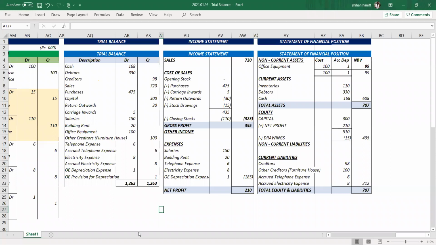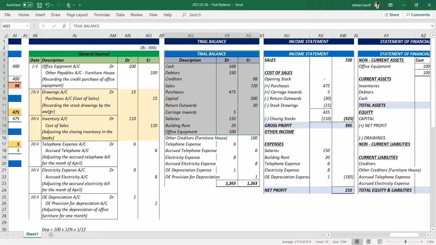There's a question. That means we don't put goods drawings account in the trial balance if they haven't put cost of sales in the trial balance. Yes. If the cost of sales is not in the trial balance, that means goods drawings and the closing stock adjustment is not done. If they have done the closing stock adjustment, you can't have the purchases, you will have the cost of sales. These 25 will be there.